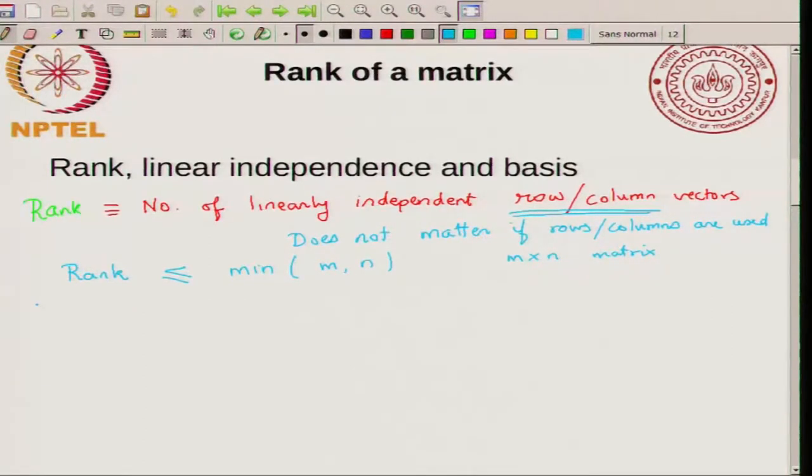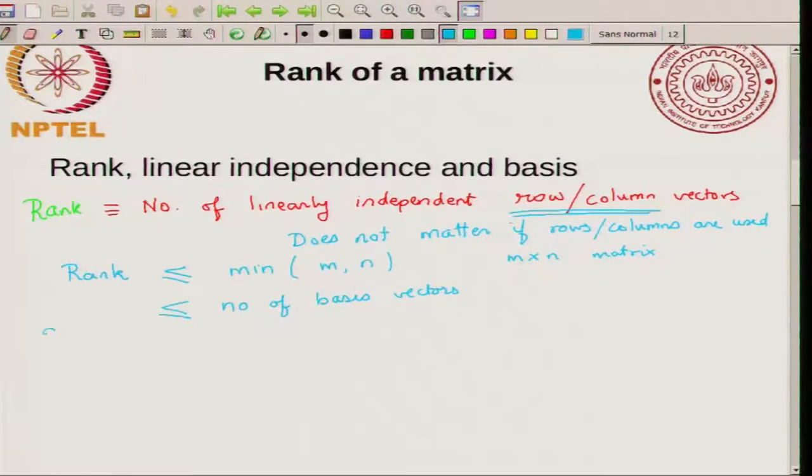So in that way, you can also relate the rank of a matrix. The rank of a matrix has to be less than or equal to the number of basis vectors in the appropriate space that you are considering. Okay. Now let's go and see some examples where you can determine the rank of a matrix.